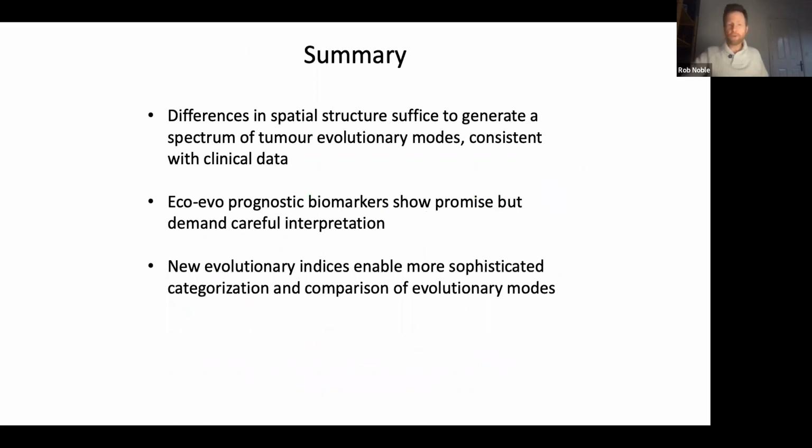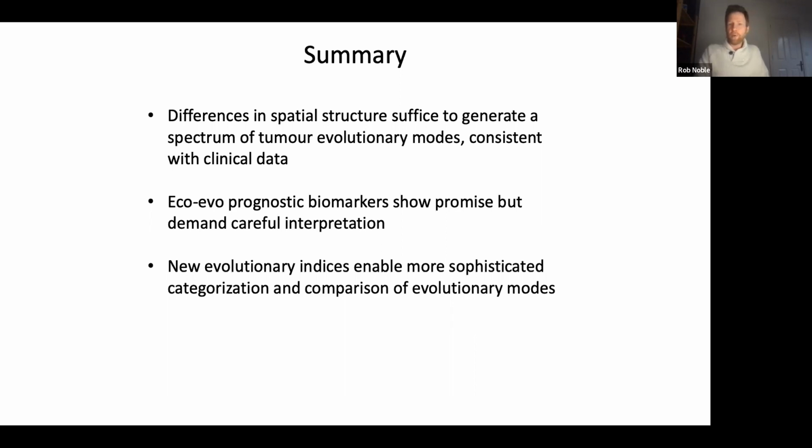So I'll just wrap up and say that the main result of the first study is that differences in spatial structure suffice to generate a spectrum of tumor evolutionary modes that is consistent with clinical data. The message for computational modelers is that the way you set up your model really matters. And the message for clinicians is that the spatial structure of the tumor is likely to have a powerful effect on clinical outcomes, and we really need to pay a lot more attention to what we can see in these pathology slides. That's why I'm interested in the power of image analysis to uncover what information there is in these slides and other data.